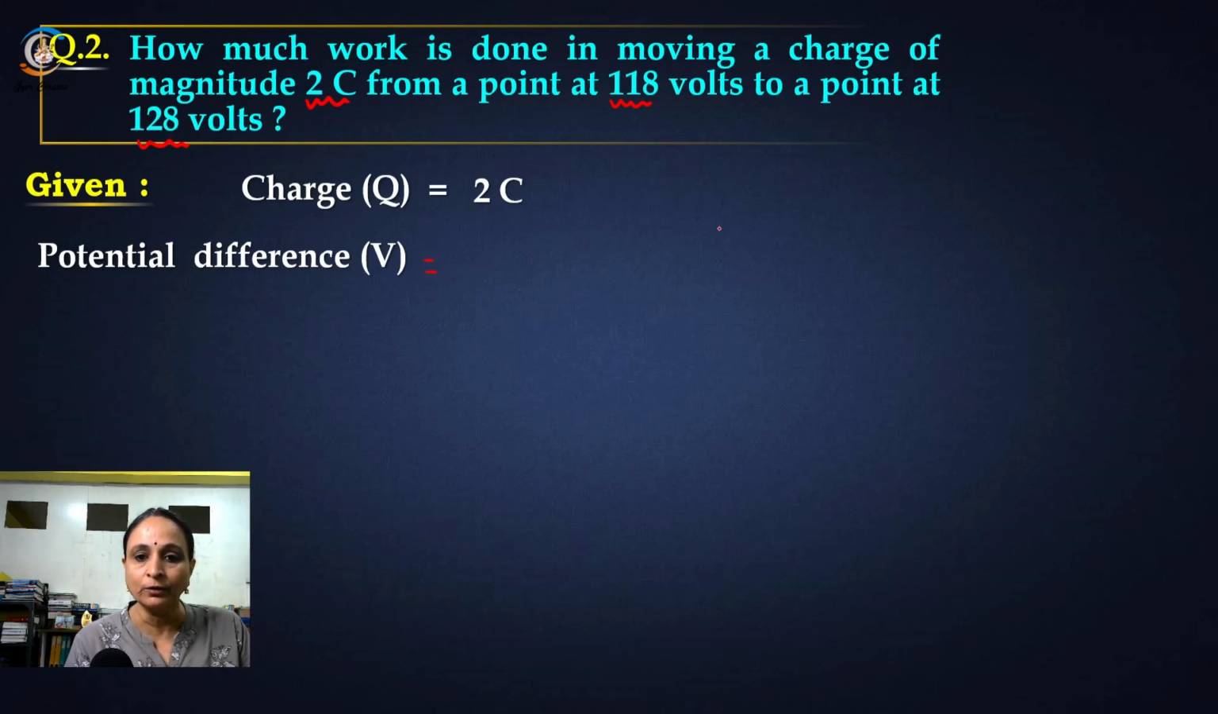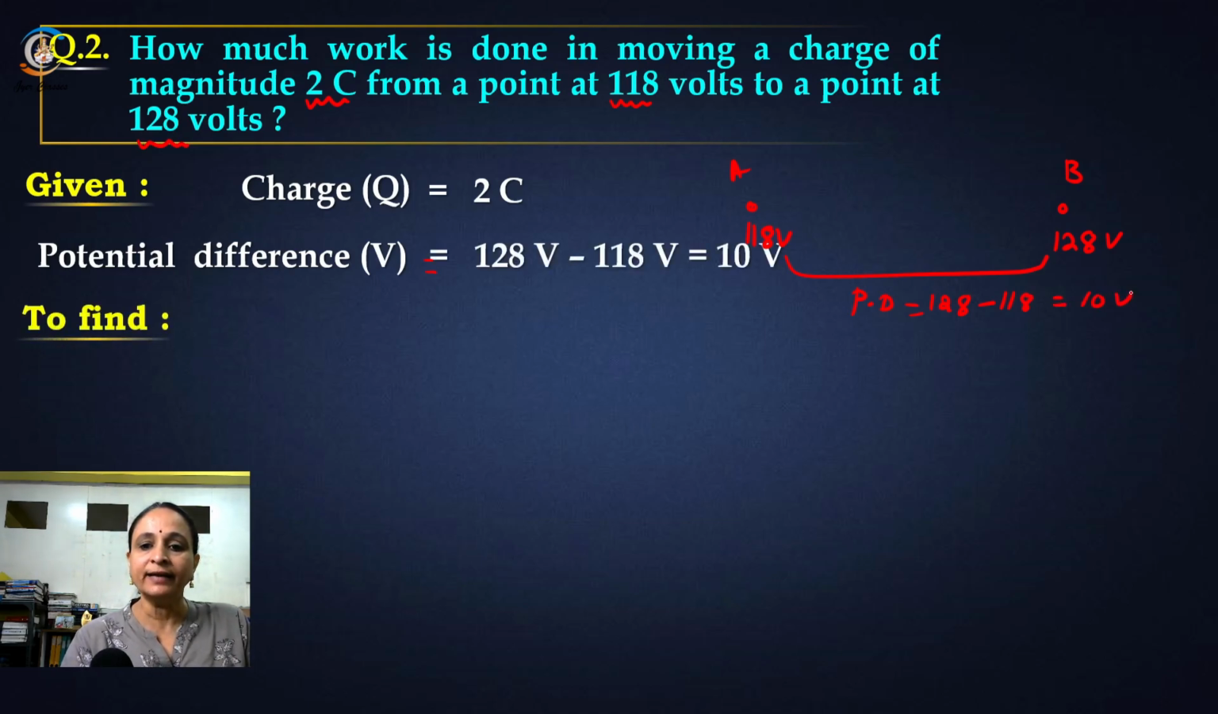Look at the potential difference, we have two points, point A and point B. The value at point A is 118 volts and at B it is 128 volts. So what is the potential difference? We know it is 128 minus 118, that is equal to 10 volts. Okay, so 10 volts is the potential difference. Now what are we supposed to find out? We are supposed to find out the work done W.